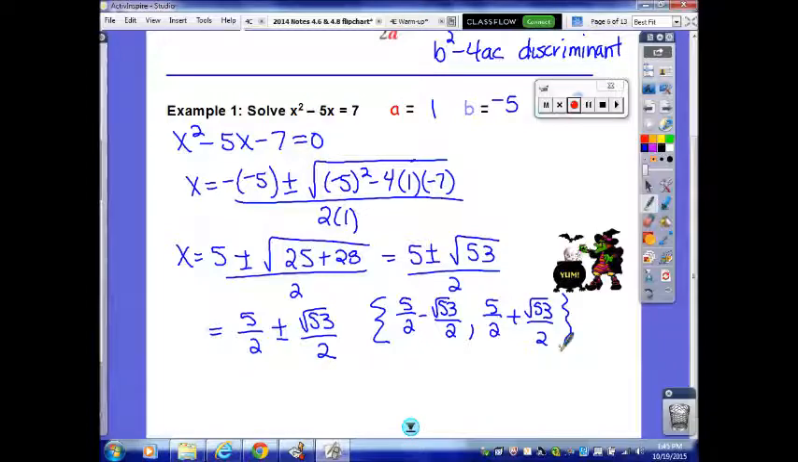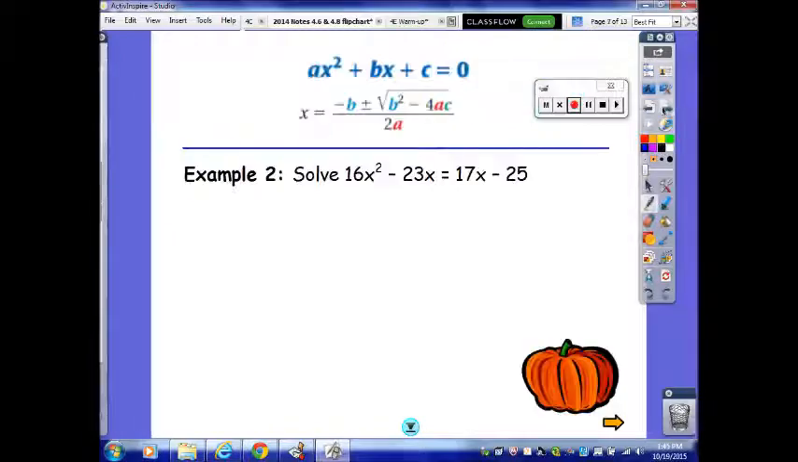These are irrational answers because the square root of 53 doesn't have a perfect square. 53 is not a perfect square. So these are irrational numbers. Now notice that they're conjugates of each other. Irrational answers always come in pairs. Alright, we're just going to continue practicing with some of these. Just refamiliarize yourself with using the quadratic formula.